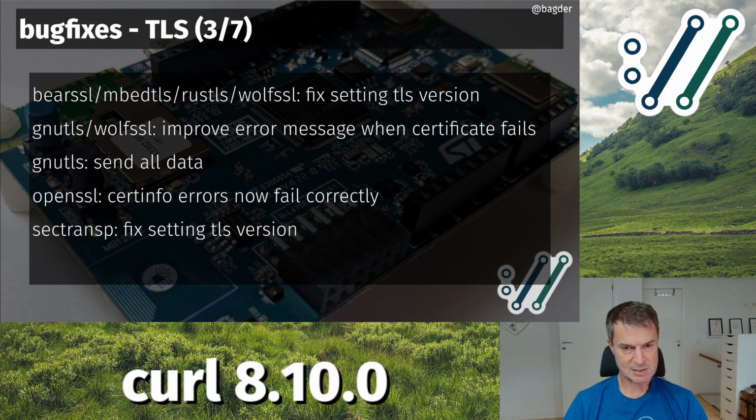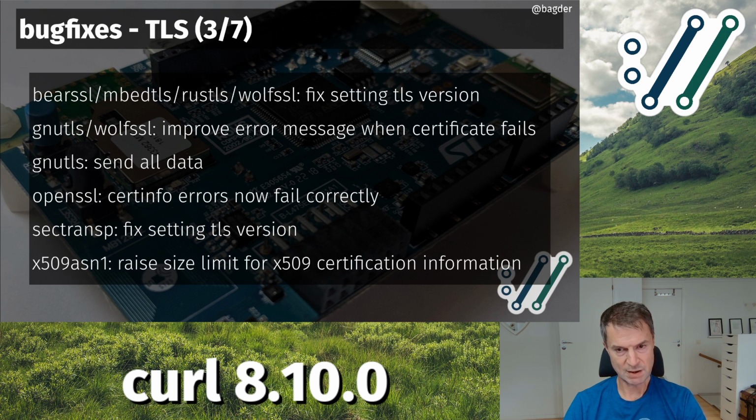Security Transport also fixed it. It should have been mentioned on the first line, right? Because it's pretty much the same fix. Fixing the TLS, asking which TLS, the lowest version, the highest version accepted in your handshake. Also, we raised the limit for certificate information that we accept to extract from the X509 parser.